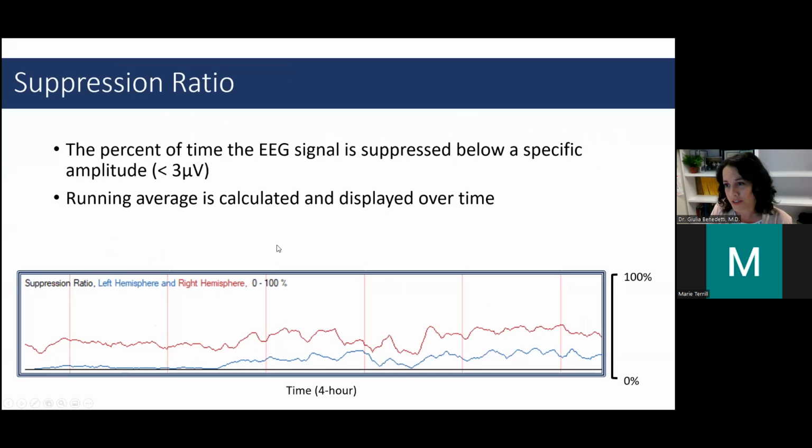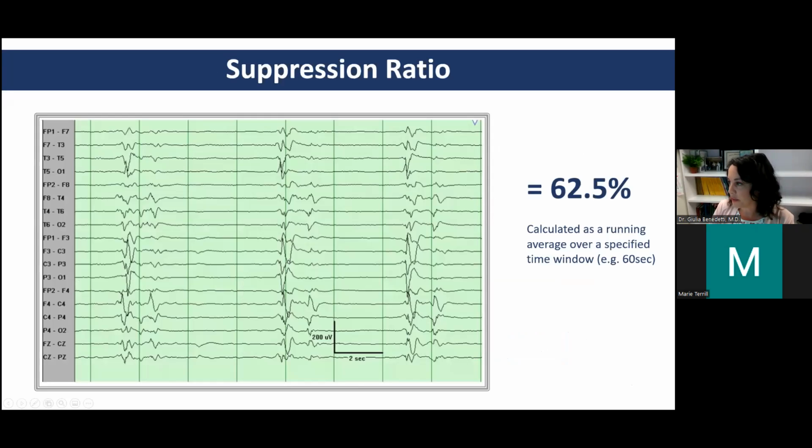The suppression ratio is the last amplitude-based trend we'll go over, and it basically describes the percent of time the EEG is spending suppressed below a certain threshold, usually 3 to 5 microvolts, and a running average is calculated and displayed over time. So this is an oversimplified example, but this is an 8-second page of EEG with burst suppression. You have 1, 2, 3, 4, 5 seconds of suppression, which is about a 62% suppression ratio.